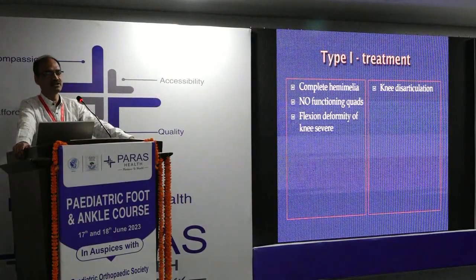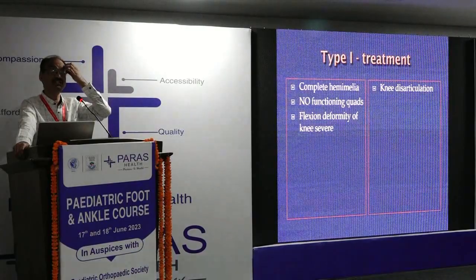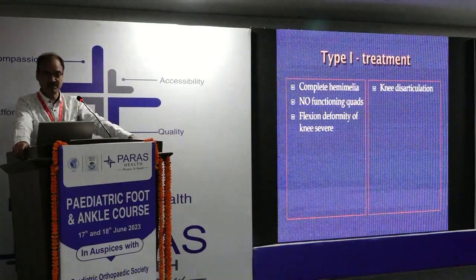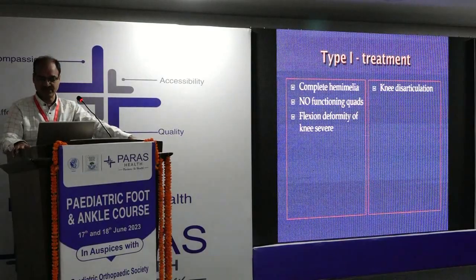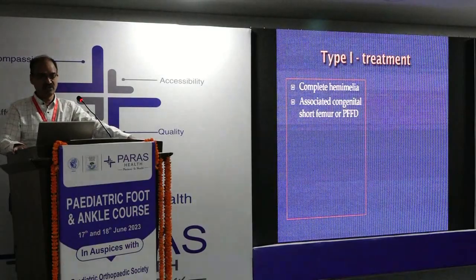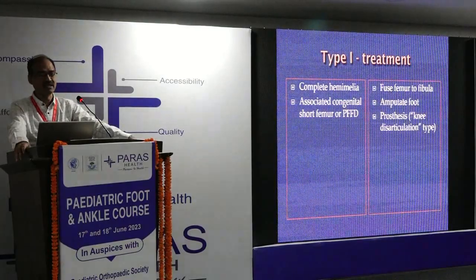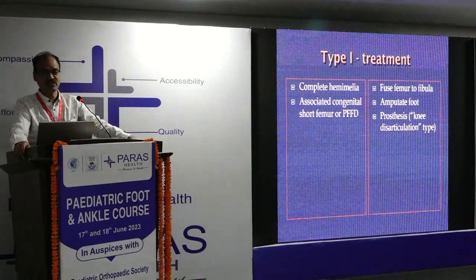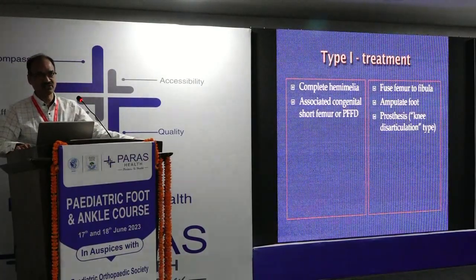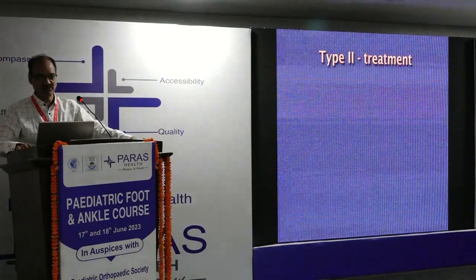Again, Weber, Paley, as well as Dr. Vadar have done reconstruction, but the average number of surgeries required is 8 to 10, and the lengthening also will be really problematic if it is unilateral. So the simple surgery is to do a disarticulation. When there is complete tibial hemimelia with shortening of the femur, or a PFFD, you can do a fusion of the knee joint and amputate the foot. Then you put a prosthesis like a knee disarticulation type, because it will be associated with the PFFD.